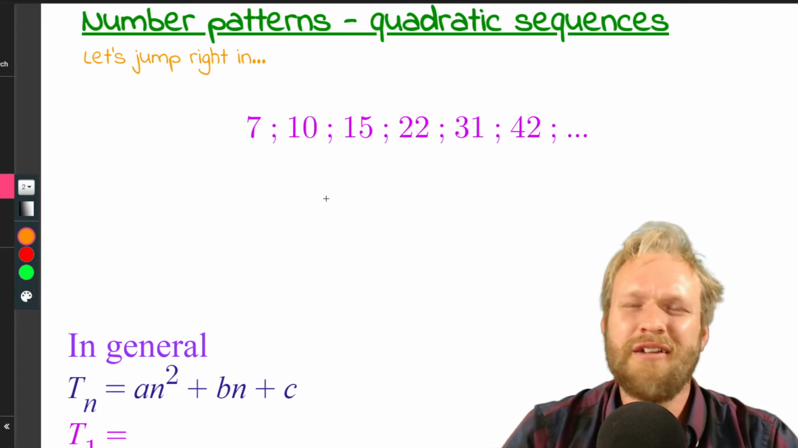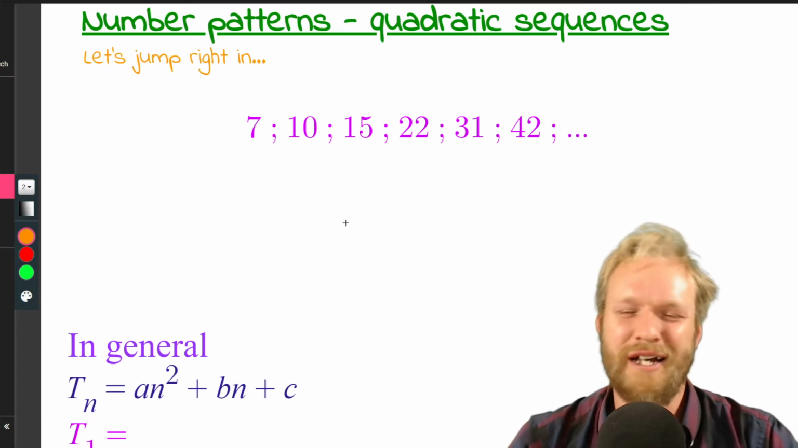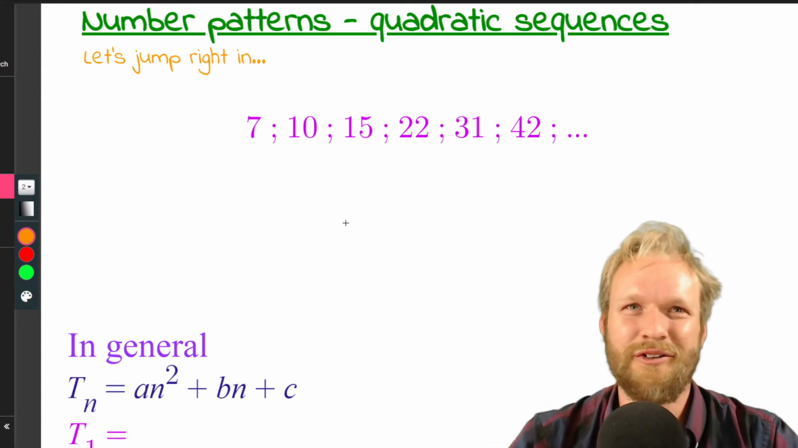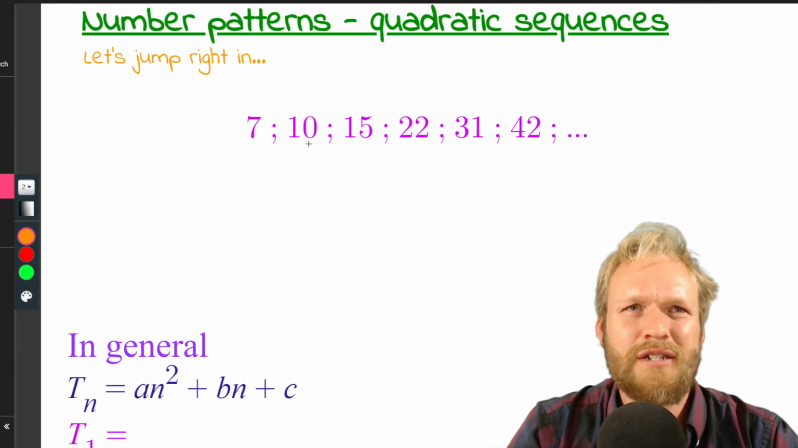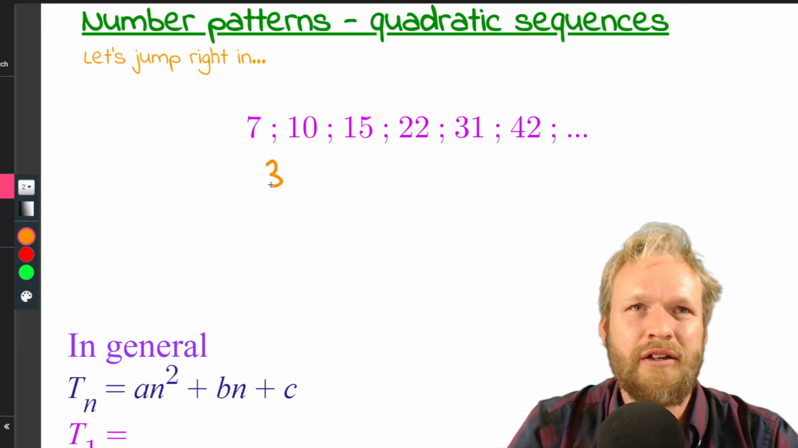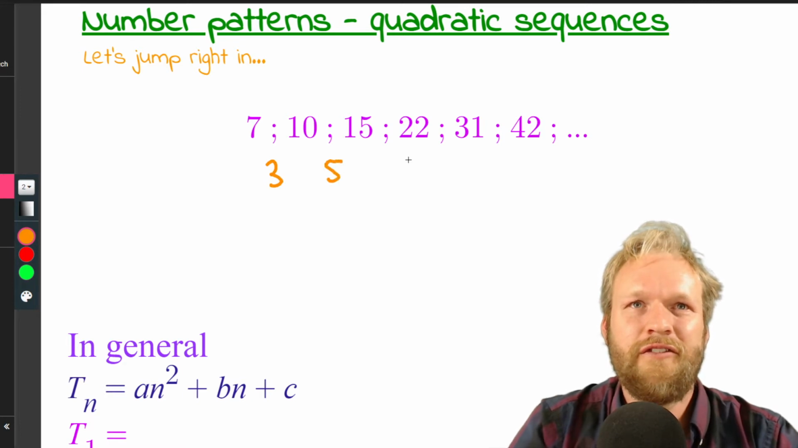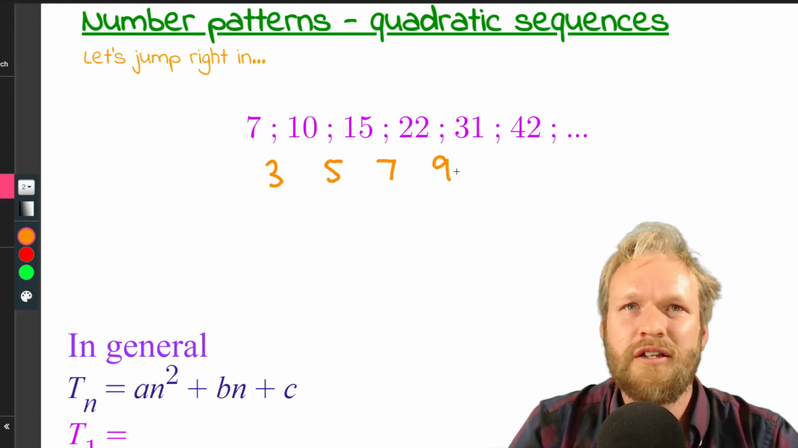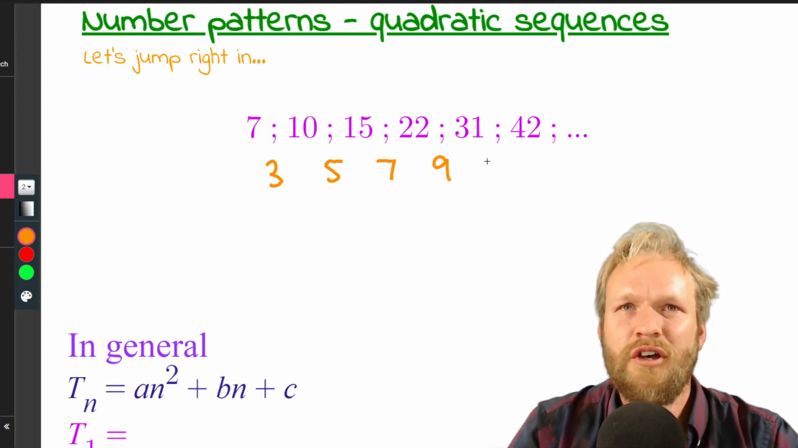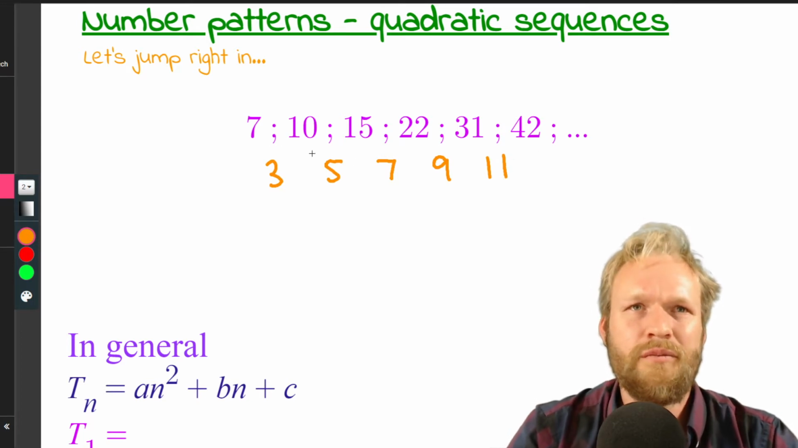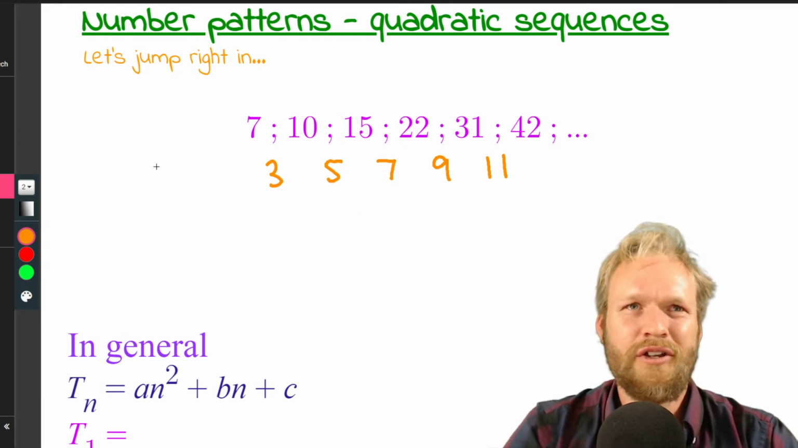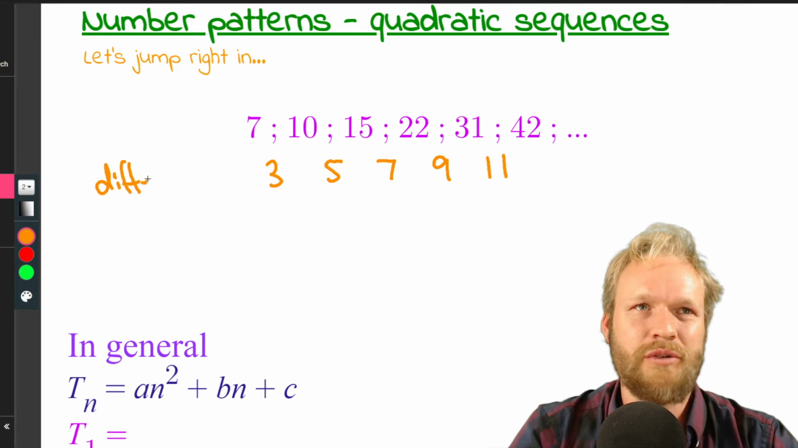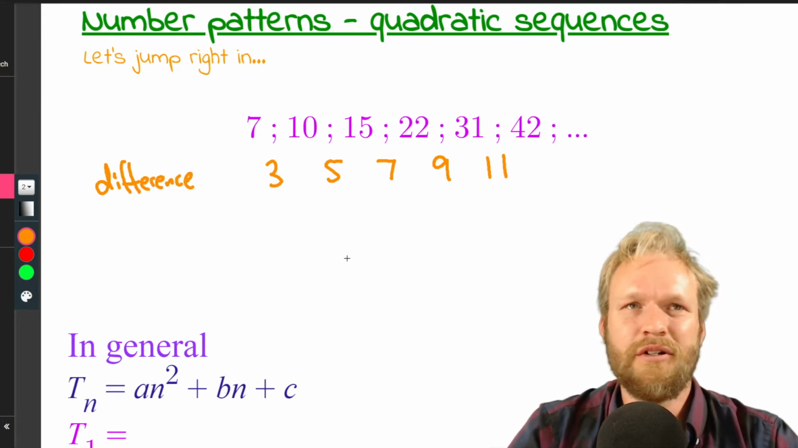For me, I often think, okay, well, let's just see. Maybe we're just doing the same thing all the time, just adding, like 2, 4, 6, 8, 10. Let's see what happens here. Over here, 7 to 10, we're adding 3. 10 to 15, we're adding 5. 15 to 22, we're adding 7. 22 to 31, we're adding 9. 31 to 42, we're adding 11. Well, now it looks like another pattern's emerging. Here we're looking at what the difference is between these numbers.